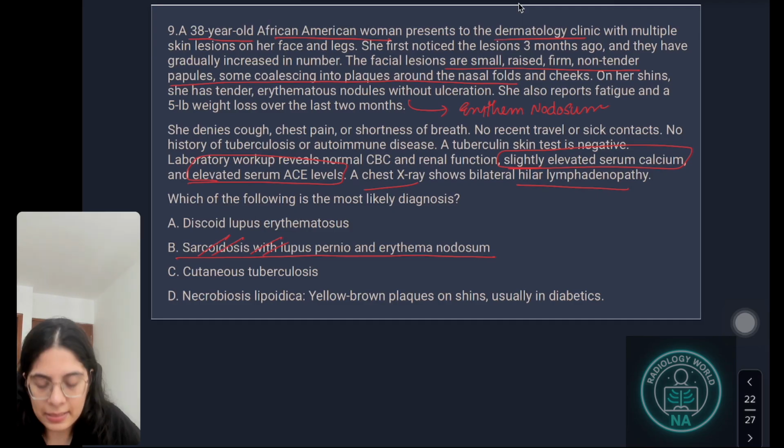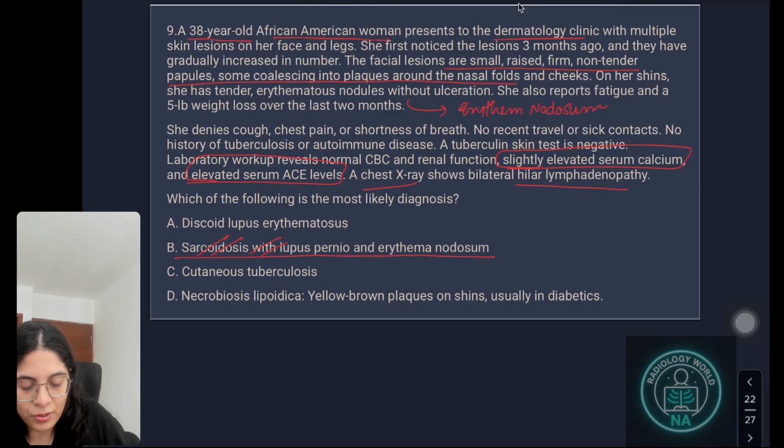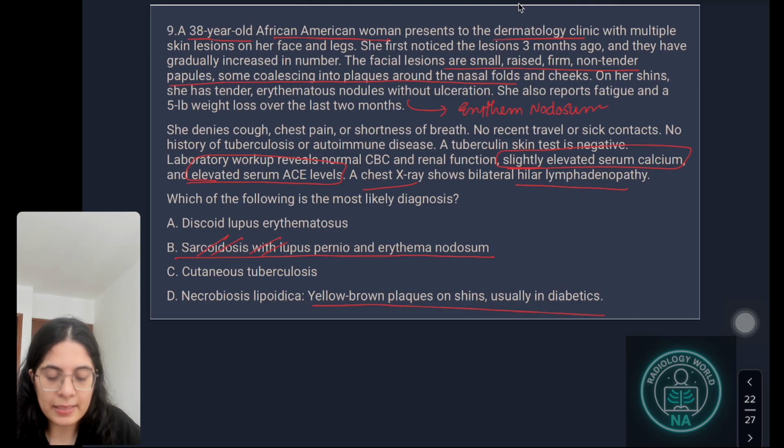The tuberculin skin test is negative. And necrobiosis lipoidica, it is something which is seen very characteristically in the diabetic patient. Okay, so I have also included the explanation over here that these are yellowish brown plaques which are basically seen on the shins, usually in diabetics. So this is not a case of necrobiosis lipoidica.